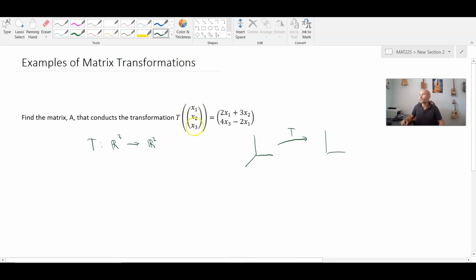So here we want to take this vector, and we're told that basically to build the matrix, that when it takes A times this vector that contains 3 components, x1, x2, and x3, that what it will output is in the x component of the new vector, it'll be 2x1 plus 3x2, and in the y component of that new vector will output 4x3 minus 2x1.